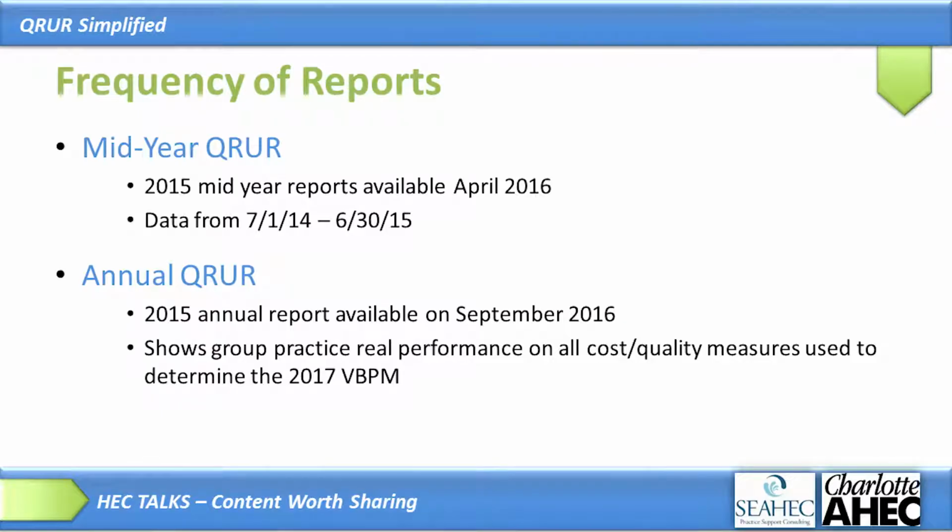So, how often are reports available? A few times a year. There's the MidYear QRUR. It is a progress review. It shows interim data used to calculate the VBPM. The report shows the 3 outcome measures and 6 cost measures.